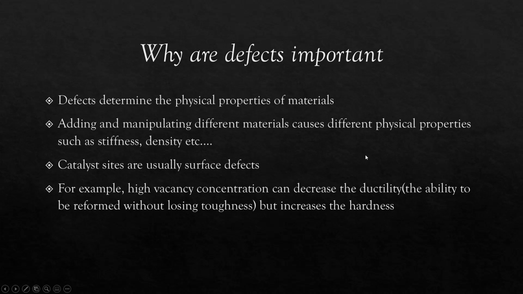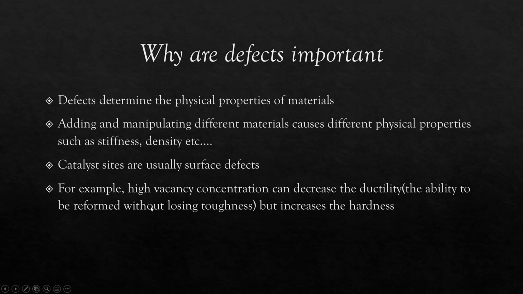So why are defects important to us? So defects determine the physical properties of material. So manipulating different materials, causing different defects, cause different physical properties from the original one. Physical properties like stiffness, density, etc., or thermal resistance. And also catalyst sites are usually surface defects. So a rate of reaction will be different from one metal to another depending on the defects.